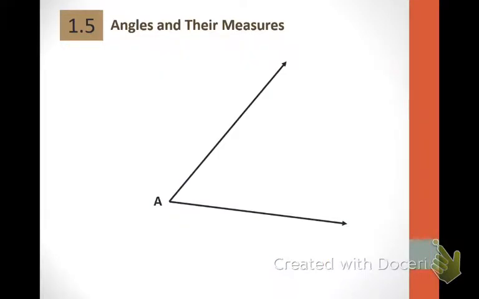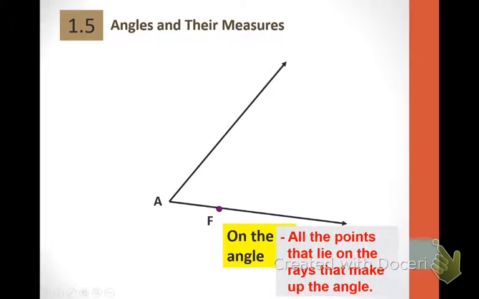All right, so we're going to talk about some terms that are kind of obvious. What do you think it looks like when a point is on the angle? A dot, on the line, on the ray. On the angle means all the points that lie on the rays that make the angle. So you can have a point here, over here, up here, here. A point that's on the angle.